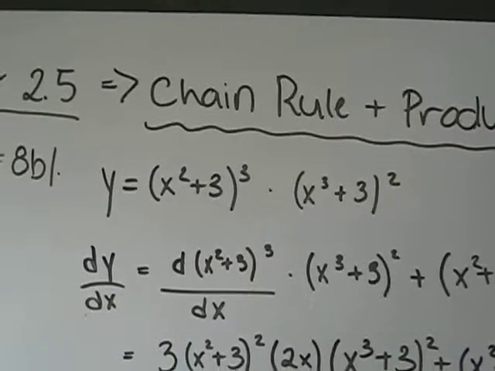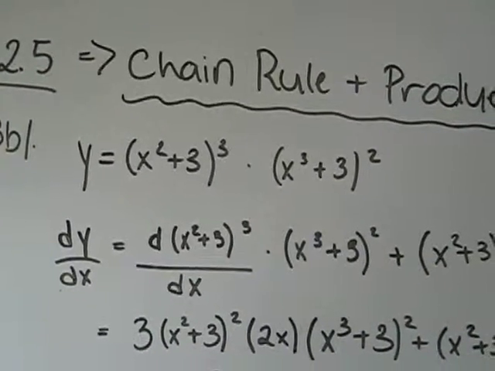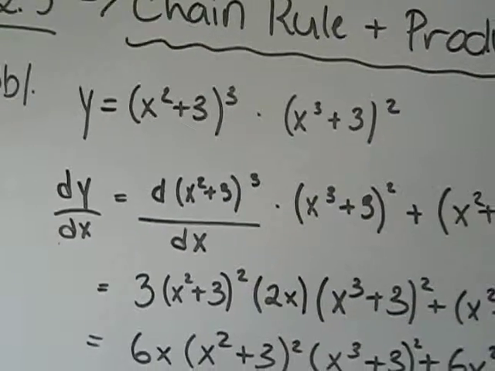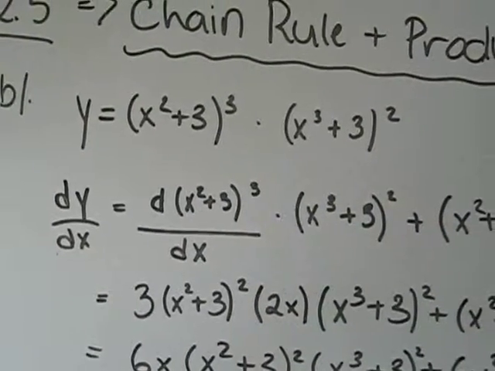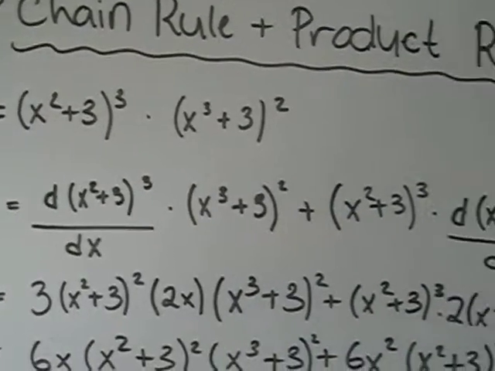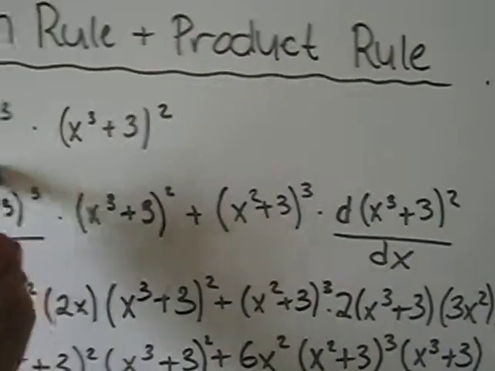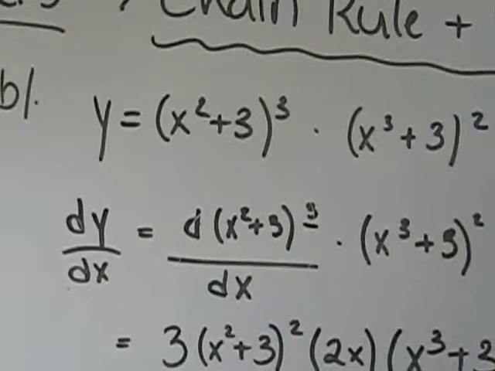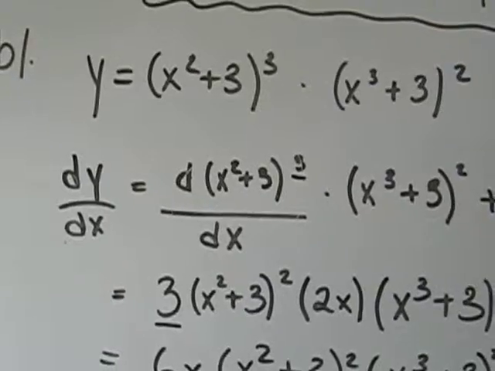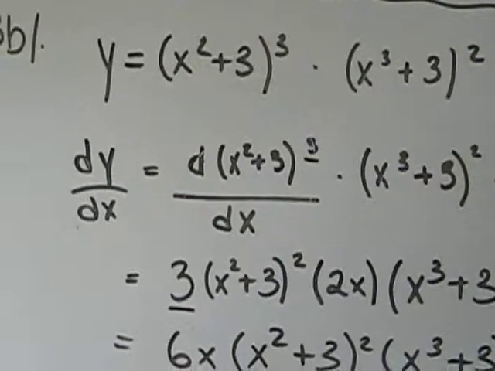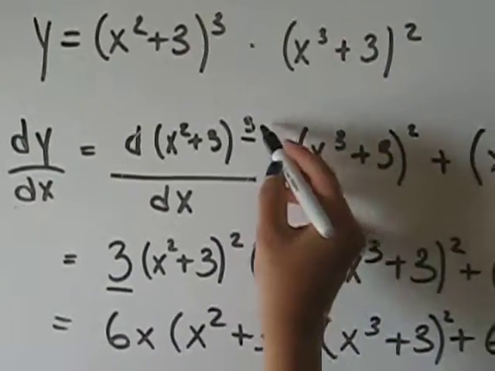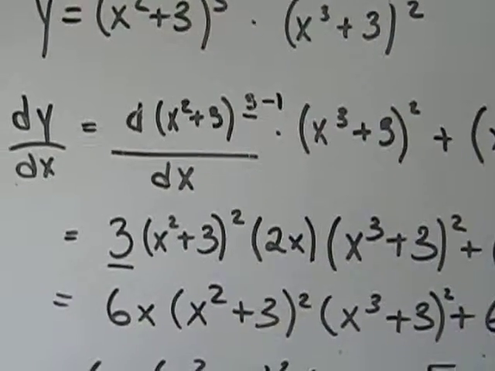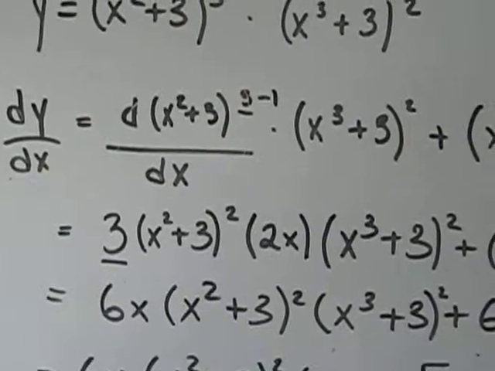First, you would derive it like you would a product rule before doing the chain rule. So the derivative of the first times the second remain unchanged, plus the first unchanged times the derivative of the second. So here you have the derivative of the first. You would take the 3 from the exponent and put it in the front. After you do this, you have to remember to subtract the 3 by 1. So you would get 3 times (x squared plus 3) to the power of 2.